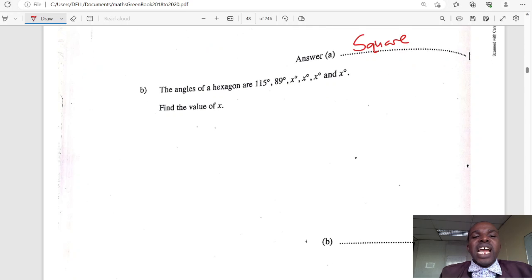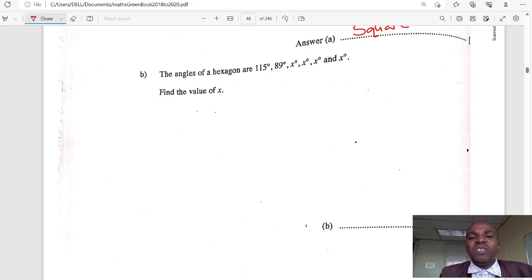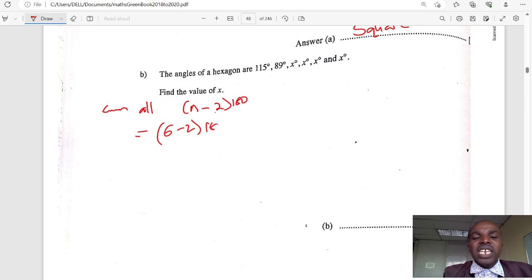Then next, the angles of a hexagon are 115, then x. Find the value of x. A hexagon has 6 sides. First, you find the sum of all interior angles in a hexagon. Use the formula n minus 2 times 180, where n is the number of sides. There are 6 sides, so 6 minus 2 is 4, and it will be 180 times 4.